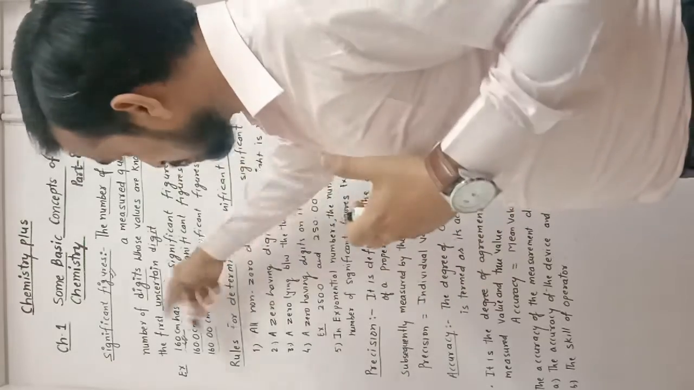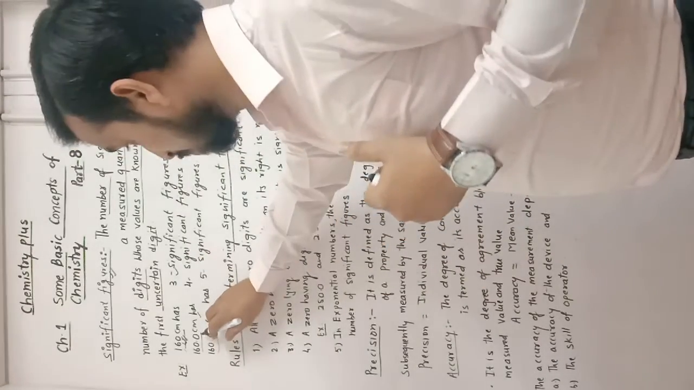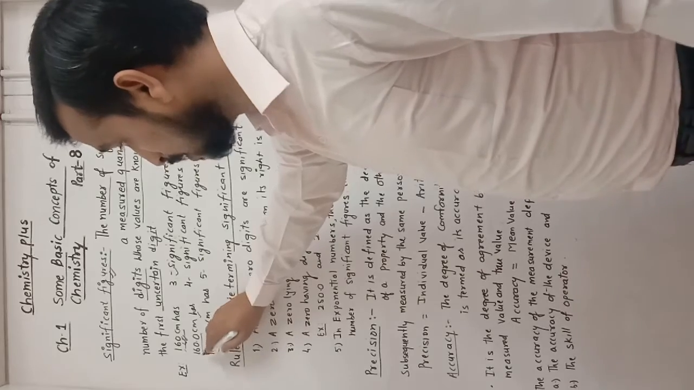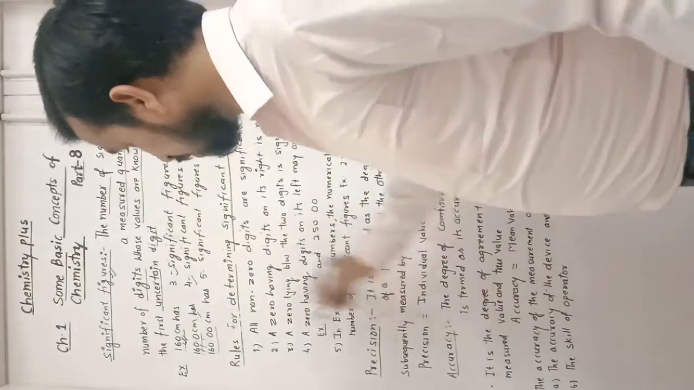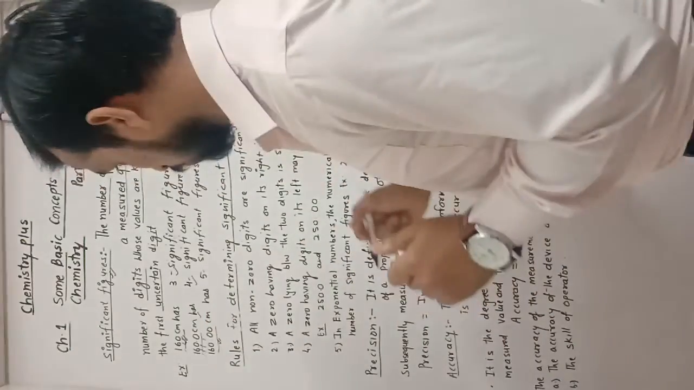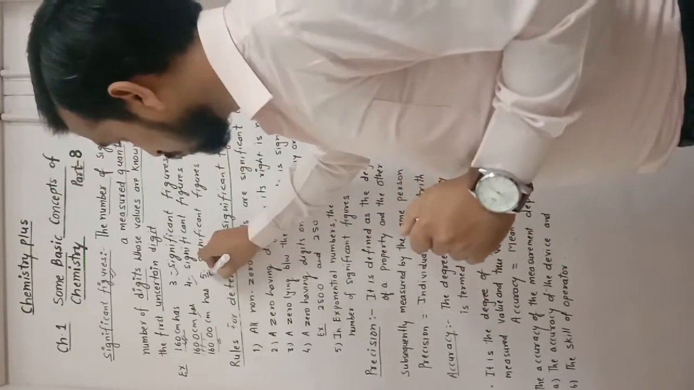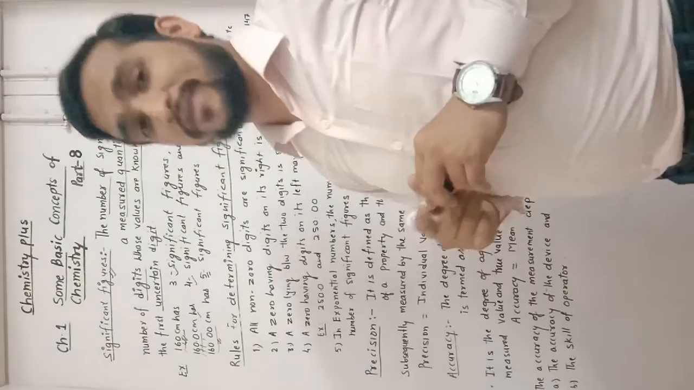But if we represent the same digits as 160.0 centimeter, it has four significant figures, that is 1, 2, 3 and 4. In a similar way, if we represent it up to 1/100 accuracy as 160.00 centimeter, it represents five significant figures. So this is how we define significant figures.